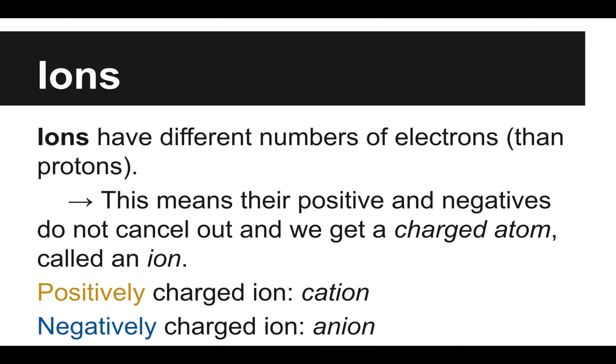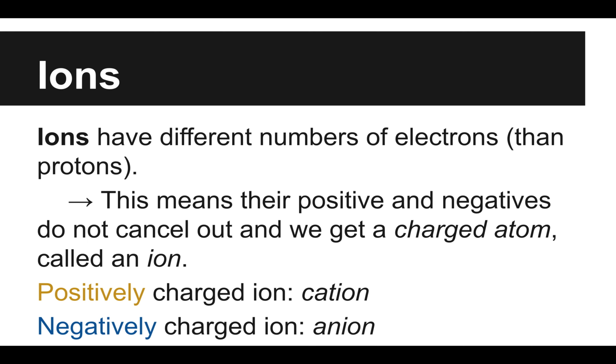Okay, hopefully you finished copying that down. So ions have different numbers of electrons than protons. This means that our positive and negative charges do not cancel out. And we get a charged atom called an ion.